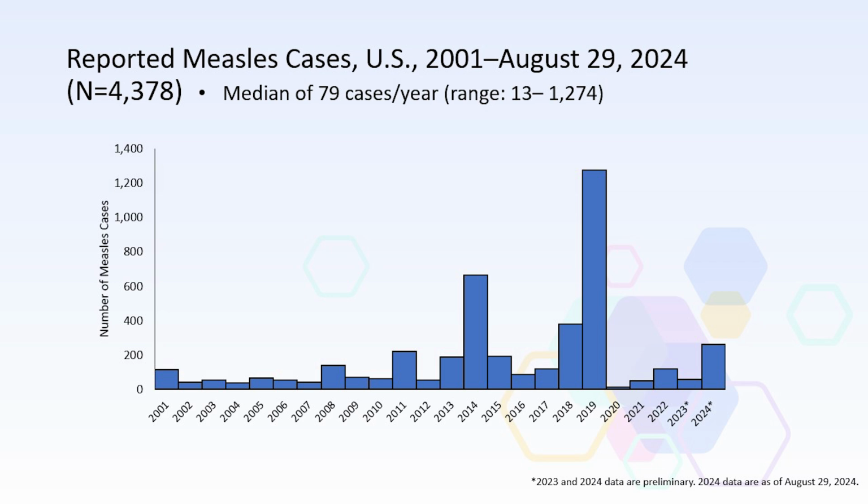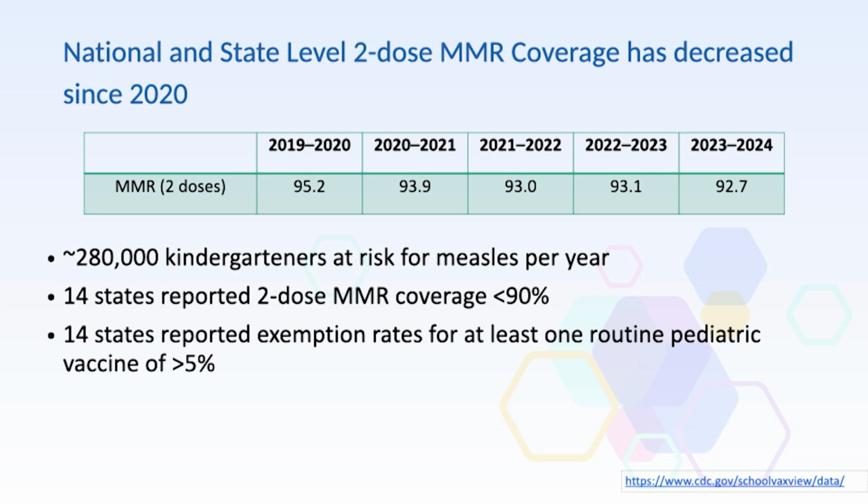National vaccination coverage also shows concerning trends, with 2-dose measles, mumps, rubella, or MMR coverage by kindergarten entry dropping nationally from 95% before the COVID pandemic to now less than 93% in the most recent data. While this absolute percentage drop is small, nationally this 92.7% coverage means that over 250,000 kindergartners are at risk for measles each year. Also, in the most recent data, 14 states reported 2-dose MMR coverage of less than 90%, and a total of 14 states reported exemption rates for 1 or more routine childhood vaccination of greater than 5%, meaning that they could not reach the 95% target for coverage even if all non-exempt children received MMR.